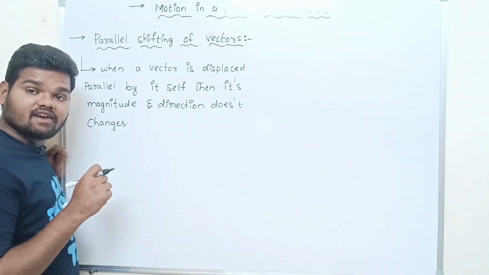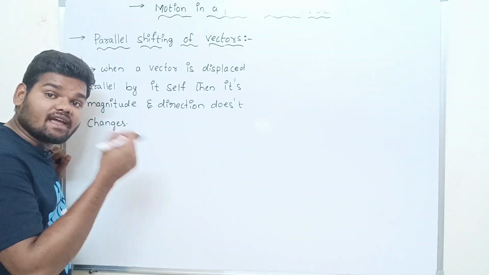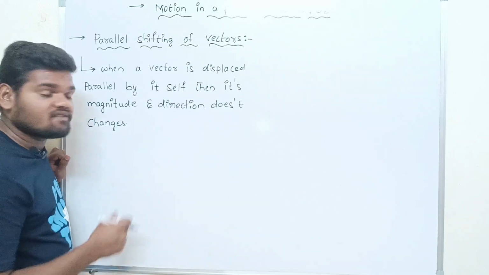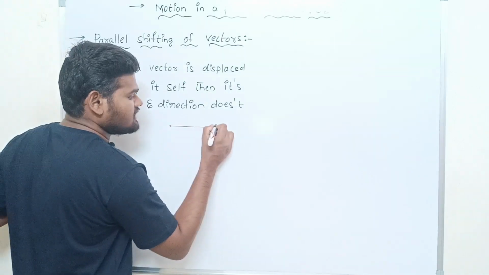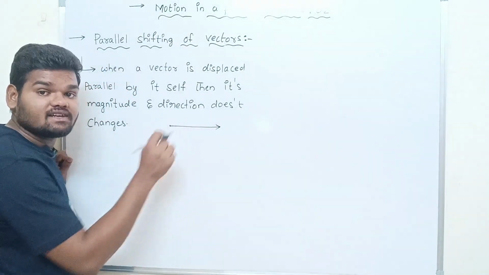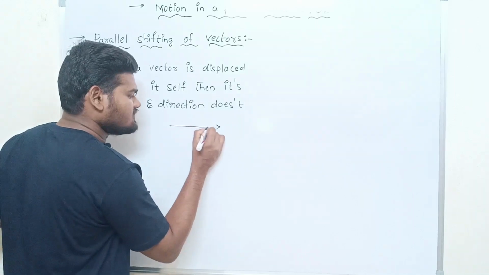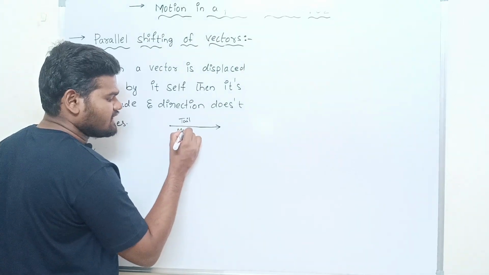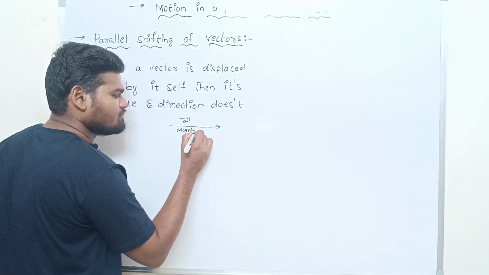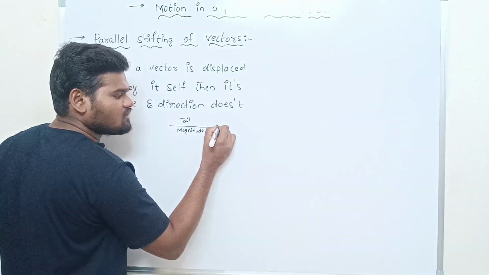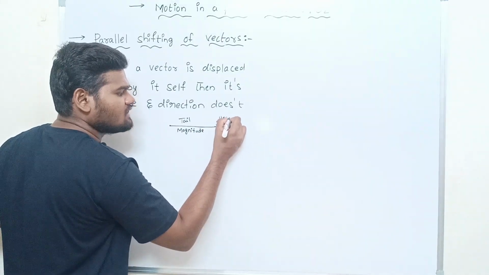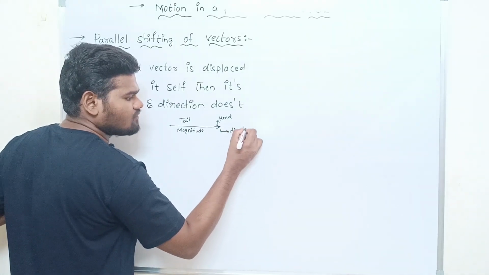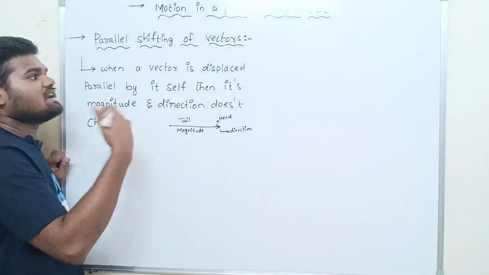So what is the meaning of a vector? A physical quantity having both direction and magnitude. Such quantities are called vector quantities. What is the symbol of a vector? In a previous lecture I told you, we can represent it with an arrow. This straight line is called the tail, and it represents magnitude. This arrow symbol is called the head, and it represents direction.